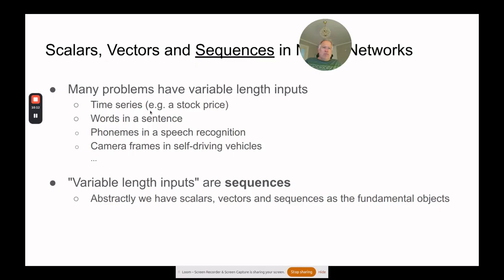Like stock price is variable because not all stocks have been around the same amount of time, right? So you have words in a sentence, cameras in a self-driving vehicle, right? There's a lot. This is very naturally occurring. So variable length inputs as sequences. Abstractly, we have scalars, vectors, and sequences as the fundamental objects, right? Okay. So now, what are we going to do about this?